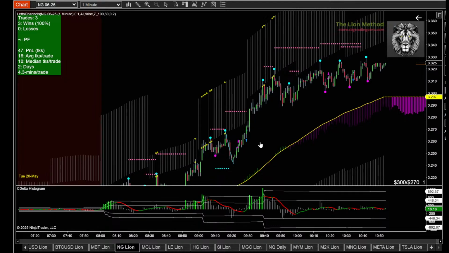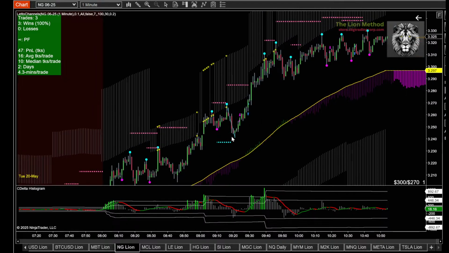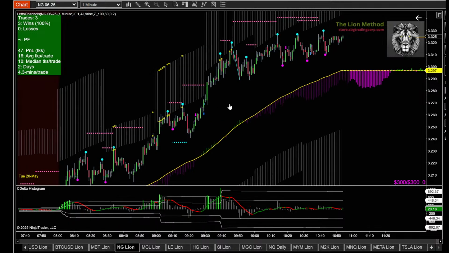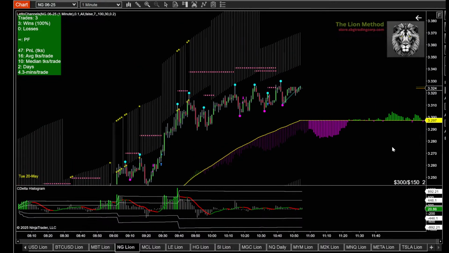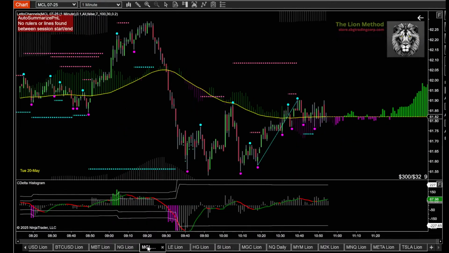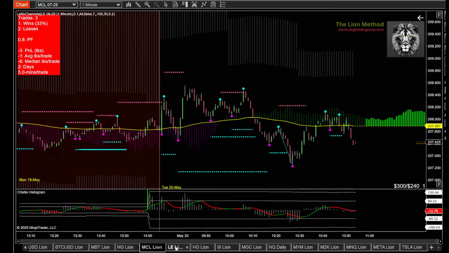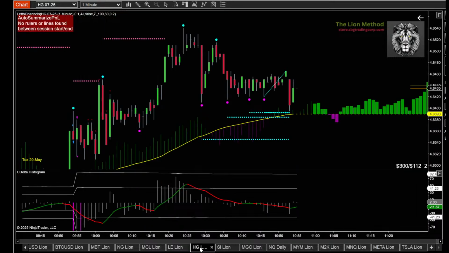My first trade of the day, we took a small hit. It wasn't a very large one. I think it was a half hour on our first nat gas trade. I really think this market's going to break down, but keep an eye on it. We didn't do any crude trades, no live cattle.